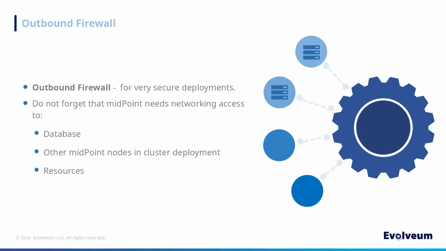In very secure deployments, there may be a need to deploy an outbound firewall, the firewall which blocks connections from MidPoint to the outside world or other machines. In this case, you should remember that for MidPoint to properly operate, it needs to have network access to the database, other MidPoint nodes if you are using a cluster, and all the resources MidPoint is configured to connect to.